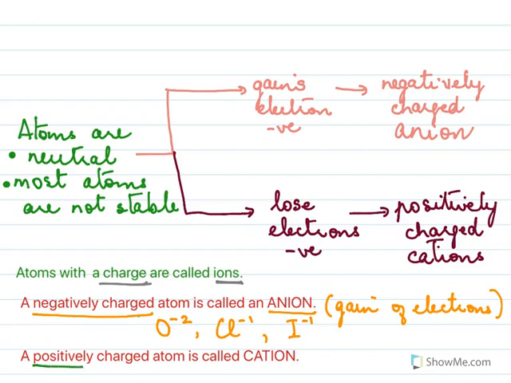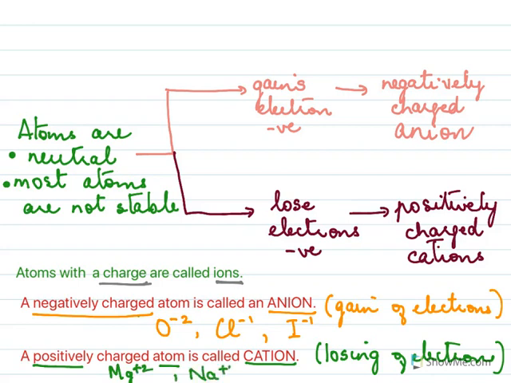And a positively charged atom is called a cation, and we know how cations are formed. Cations are formed by losing of electrons. An example of cations is magnesium +2 or maybe sodium +1. They all lose electrons. Now why do some atoms lose electrons while others gain electrons? That again will be clear in the next chapter of structure of atom.